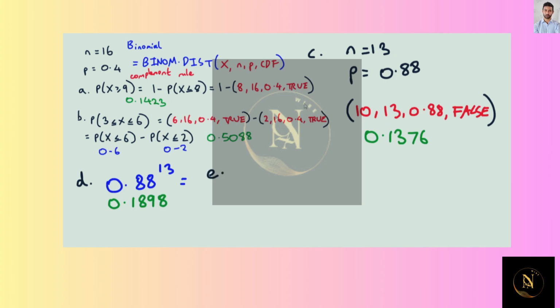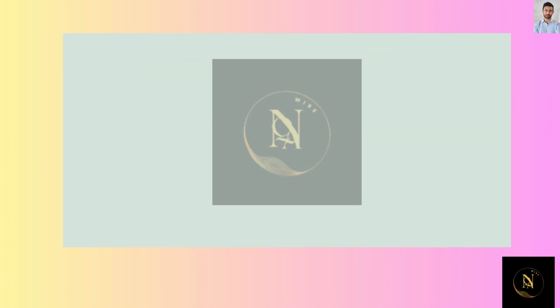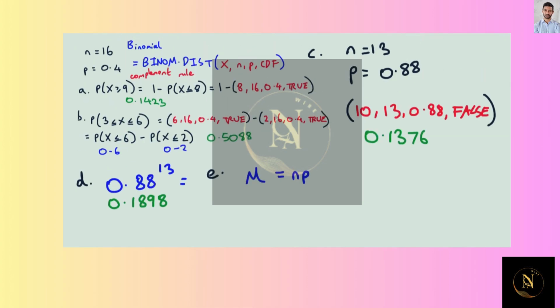Part E, the expected number. That would be the mean of this distribution. The mean of a binomial is np. We know that 88% of companies feel this way. So on average, 88% of our sample will feel this way. 13 times 0.88 gives us a mean of 11.44.